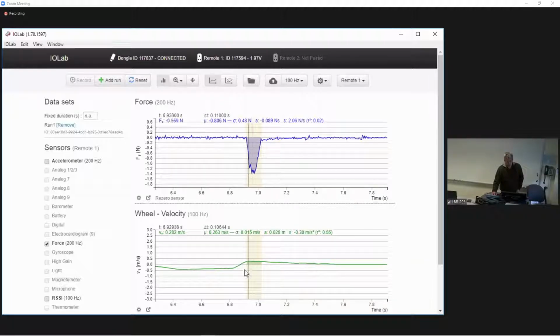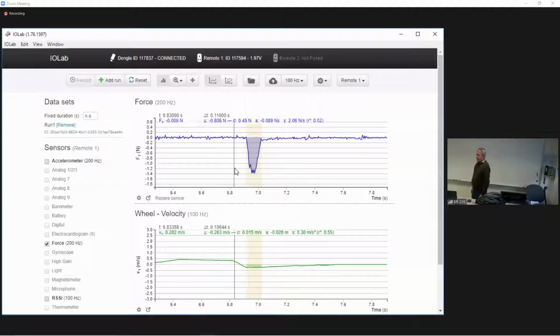find the value here. So it looks like V initial is about, well, if I switch the direction here, V initial is 0.319 meters per second. V final is negative 0.263 meters per second. So let's see if the change in momentum is equal to the area under this curve, minus 0.089 Newton seconds. Okay?